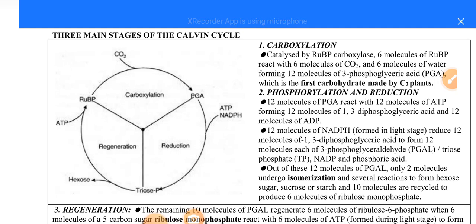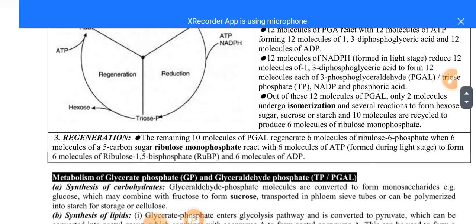Then out of these 12 molecules of PGAL, only 2 molecules undergo isomerization and several reactions to form hexose sugars, sucrose, starch, and the 10 molecules are recycled to produce 6 molecules of ribulose monophosphate. I looked at this up there.